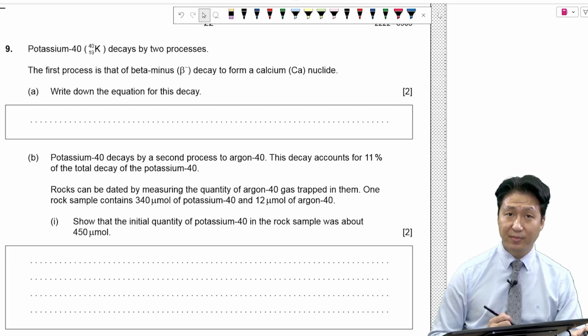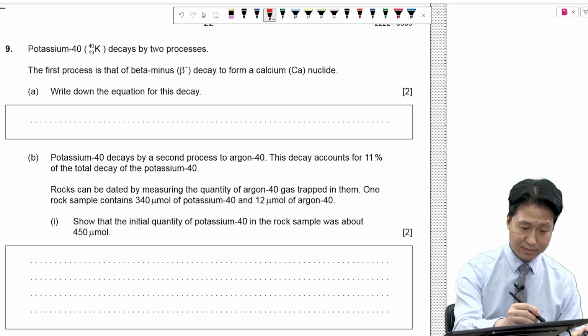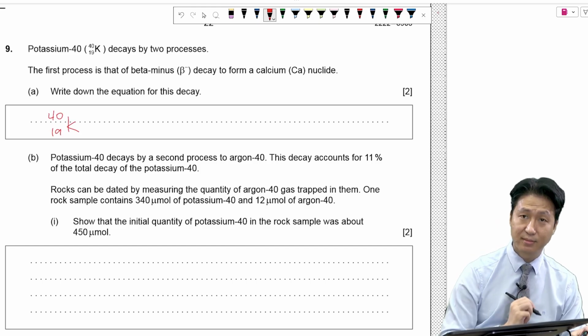For question number 9, potassium-40 decays by 2 processes. The first process is that of beta minus decay to form a calcium nuclide. Part A: write down the equation for this decay. So let's start with potassium-40. So it's 40, 19 potassium.